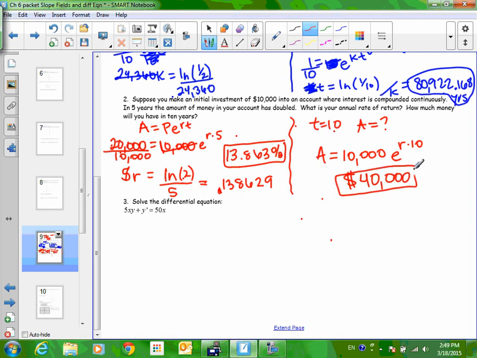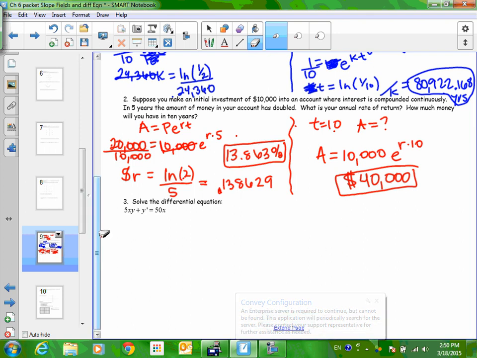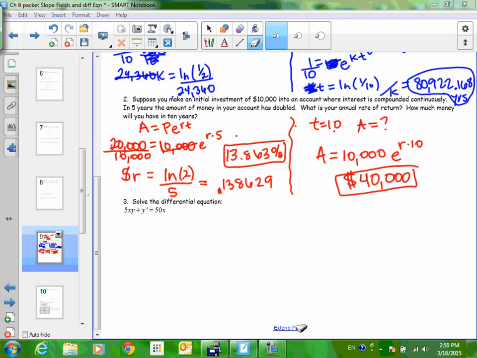That's interesting. Is that what you got, Austin? You just go, yep. Okay, why did it turn out to be so even? My money doubled. It's okay. Our money doubled. Yeah, it just doubled twice. Doubled in 5 years, doubled again in the next 5 years. Okay, typically the problems don't turn out like that. Okay, so that's that.